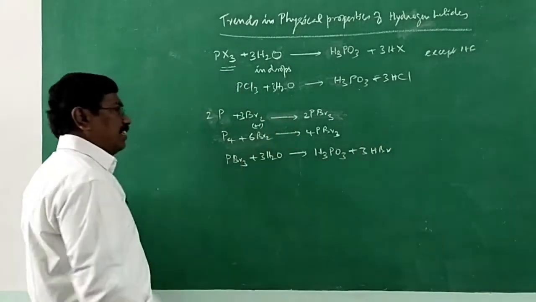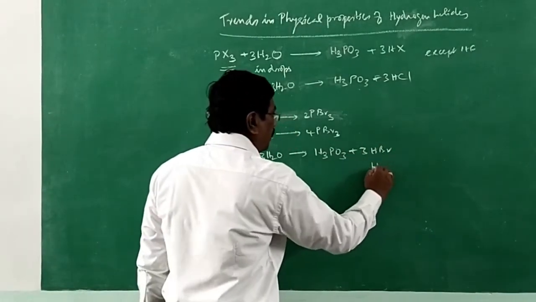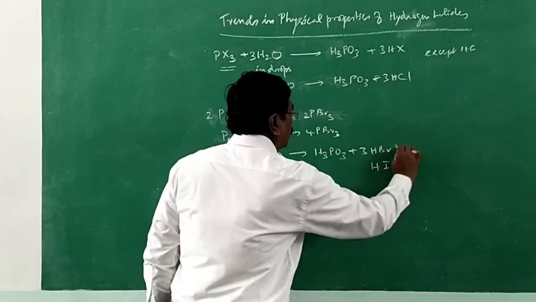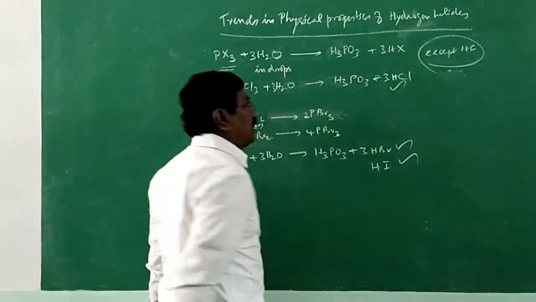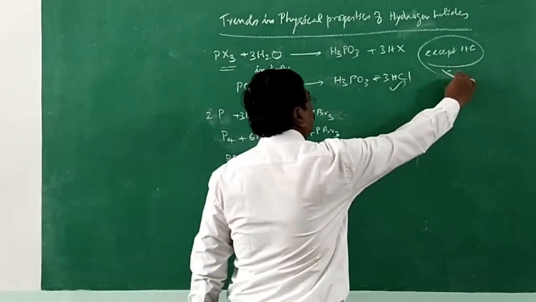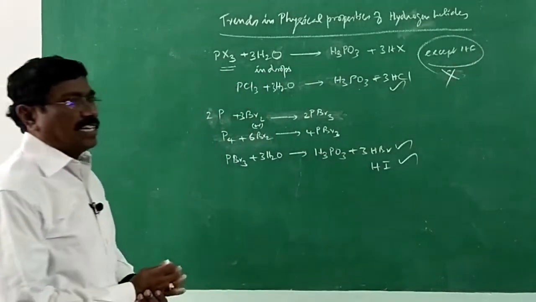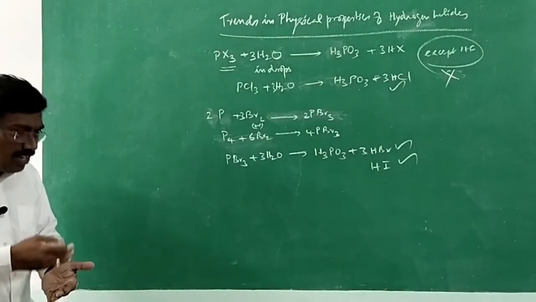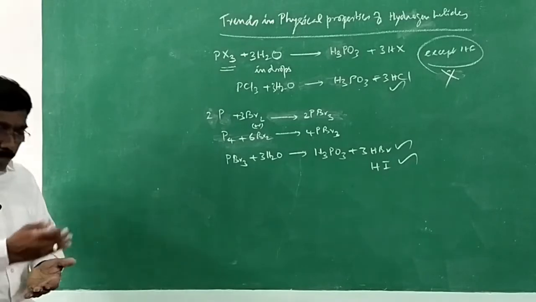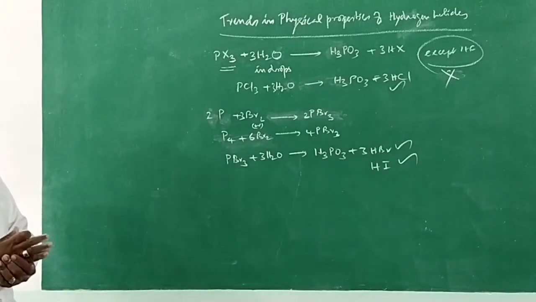Likewise, you can get HI. HI can also be prepared by this method. HI, HBr, except HF. HF cannot be prepared by this method. HCl, HBr and HI can be prepared by this method, by the reaction of a paste made of red phosphorus and bromine, or a paste made of red phosphorus and iodine.